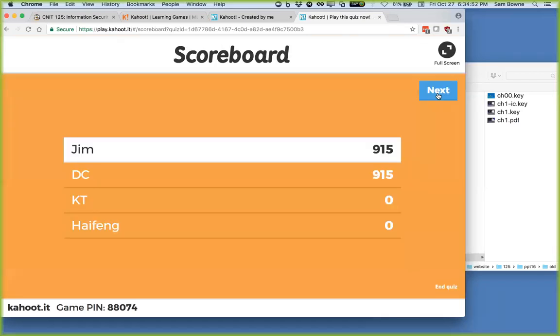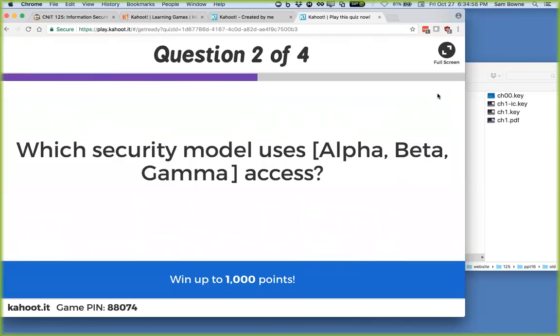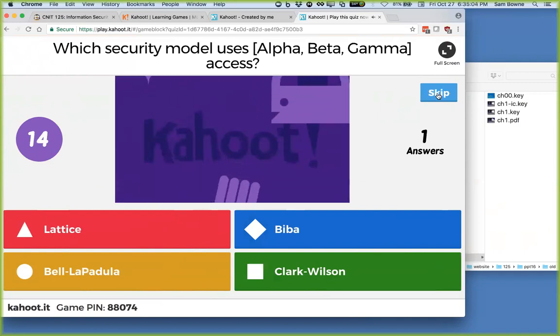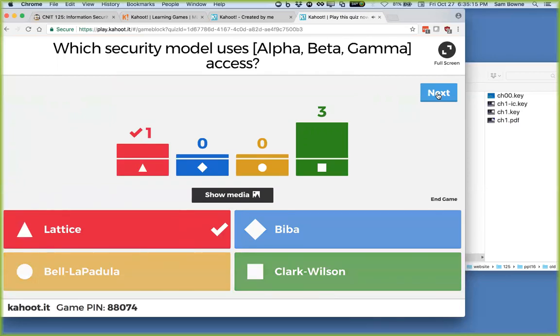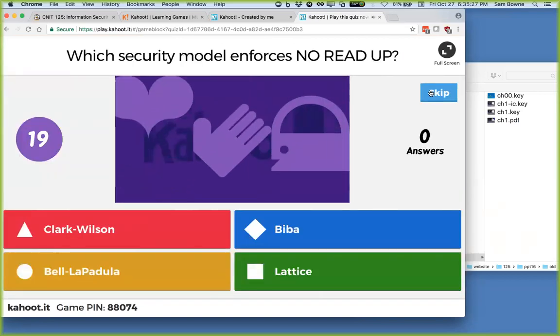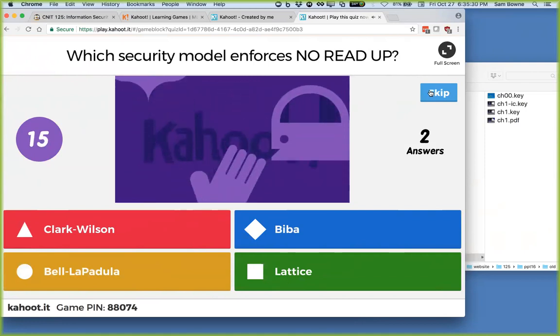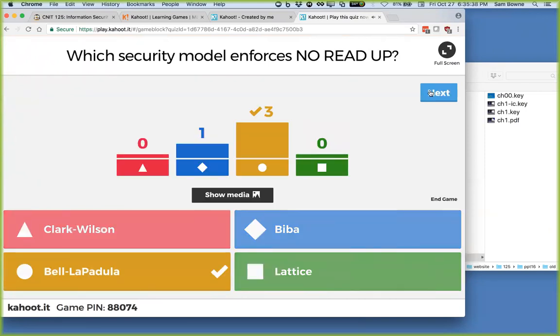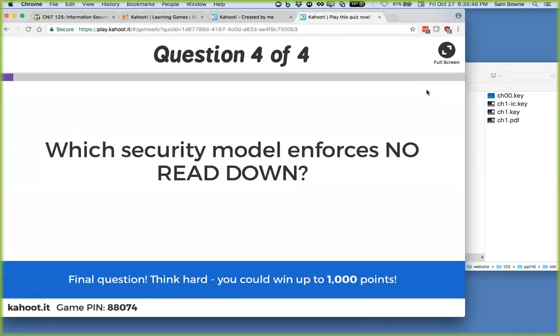All right. Which one had the alpha, beta, gamma access? That was the lattice model, not Clark-Wilson, one that I haven't seen that commonly. Which one has no read up? That's Bell-LaPadula because it has confidentiality. You can't read things at a higher level of clearance. Which one has no read down?